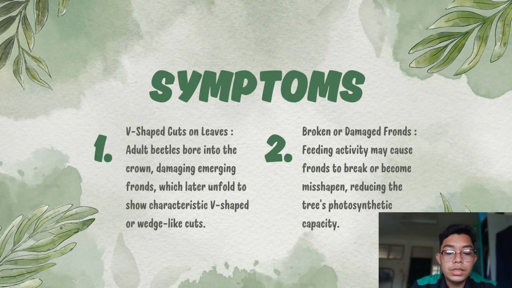Symptoms. 1. V-shaped cuts on leaf. Adult beetles bore into the crown, damaging emerging fronds, which later unfold to show characteristic V-shaped or wedge-like cuts. 2. Broken or damaged fronds. Feeding activity may cause fronds to break or become misshapen, reducing the tree's photosynthetic capacity.